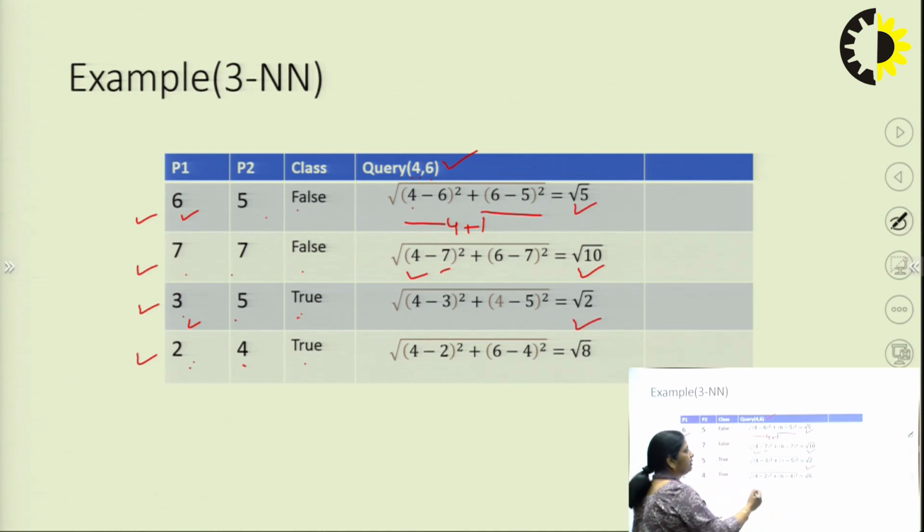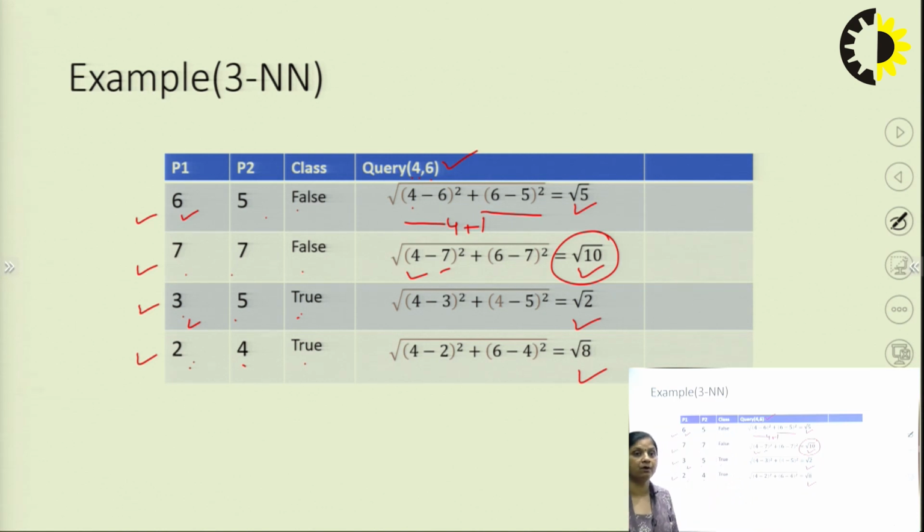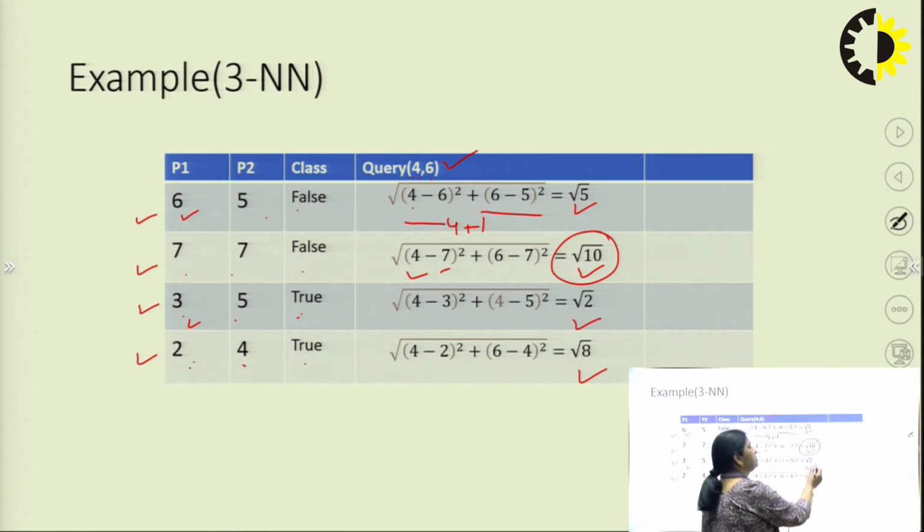With 2, 4, I am getting the distance as root 8. Now when we compare it, we see the descending set. So what we want is the minimum distances. Here, if I consider root 10, it is the maximum among all, so we will not count it in the nearest 3. The nearest 3 will be the minimum, that is root 2, then the next minimum, this, then the next.